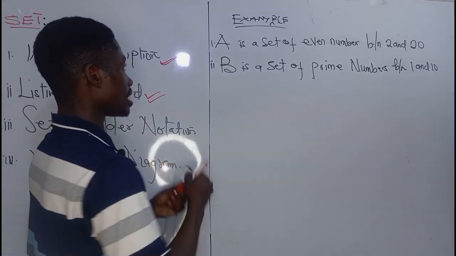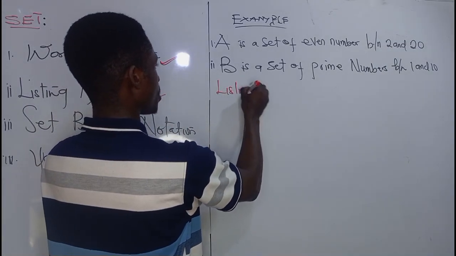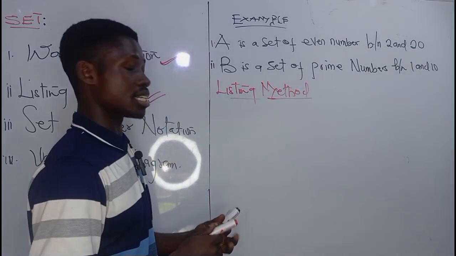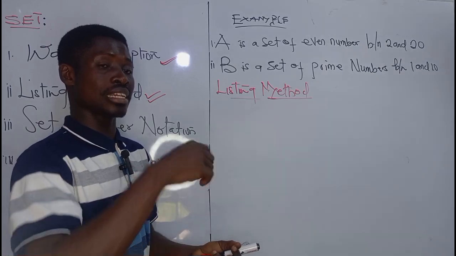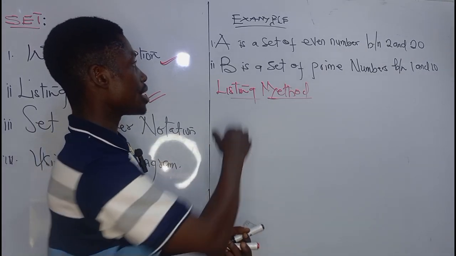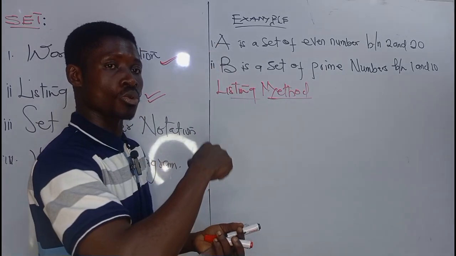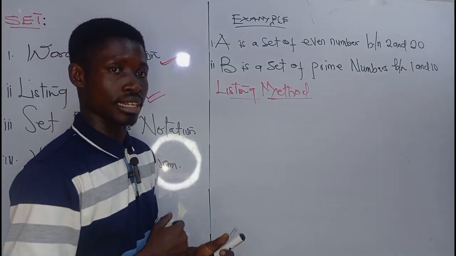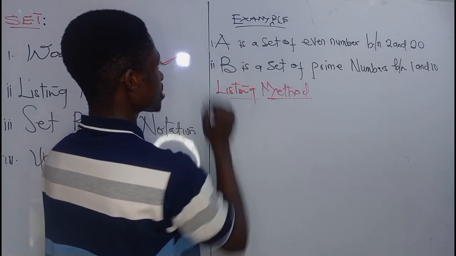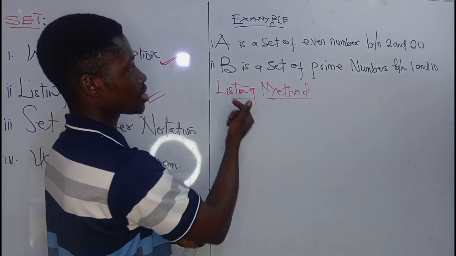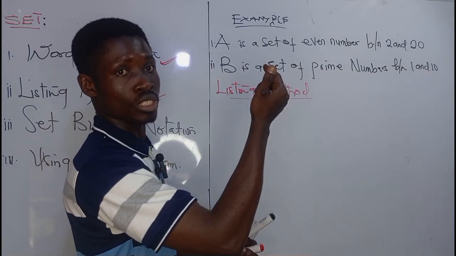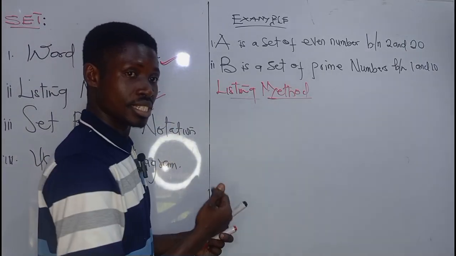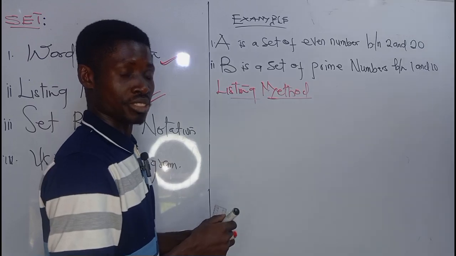Now let's look at the listing method. With this method, what we are going to do is list the elements or members within the set. With the first example, A is a set of even numbers between 2 and 20, under the word description, we can use the listing method to describe that particular set.